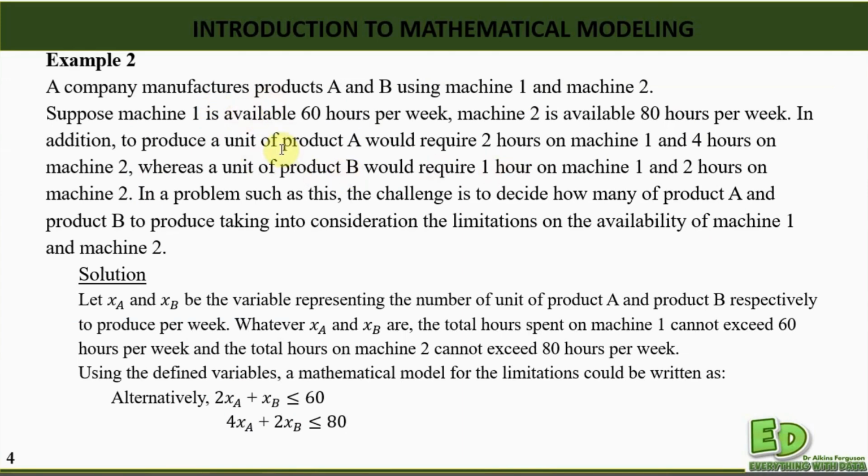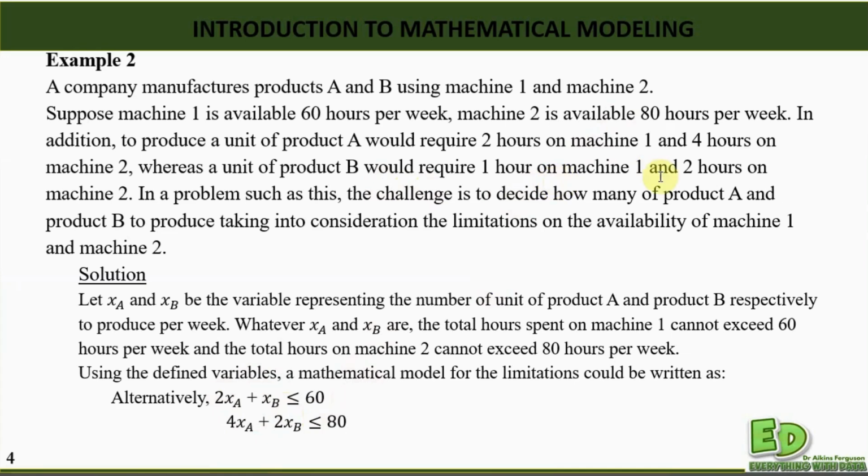So if they say that to produce a unit of product A will require 2 hours on machine 1, remember, machine 1 is here, 60 hours. So I'll say 2xa because it is product A. And 4 hours on machine 2. So this is machine 2, also 80 hours. So I'll say 4xa because it says product A. Whereas a unit of product B would require 1 hour on machine 1. So I would say plus 1xb, or you can say just xb because it says machine 1.